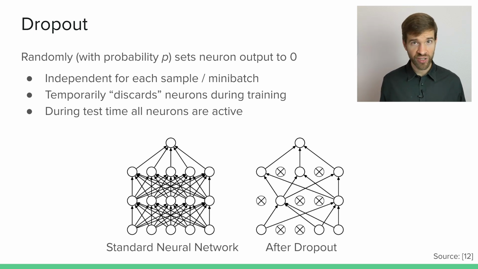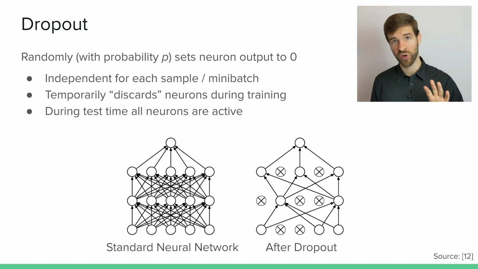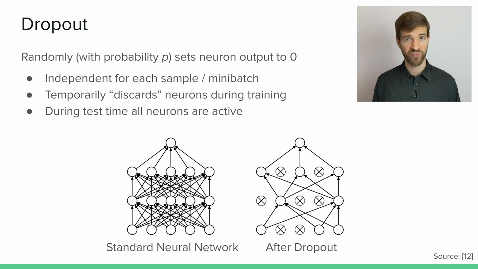So you're discarding neurons during training, and when you perform inference on your final set, or when you do testing on your test set, all neurons are active. So what is the effect of this? You force the network to not rely on individual neurons too much, because they could just drop out and then they wouldn't produce any output.